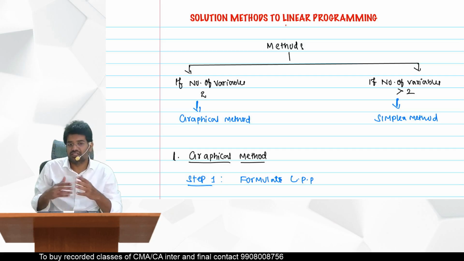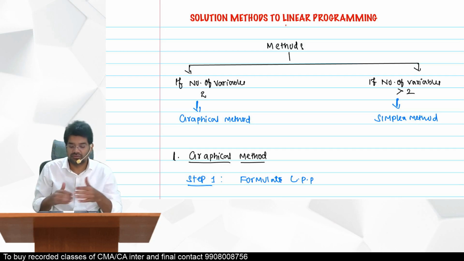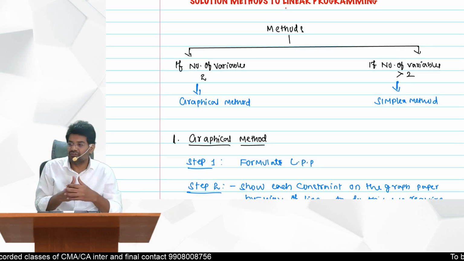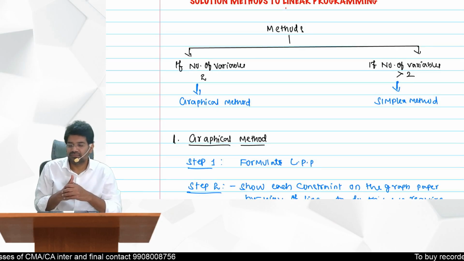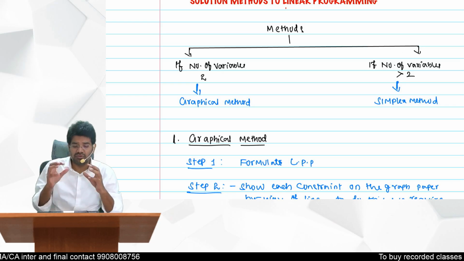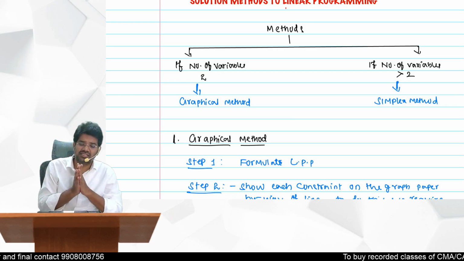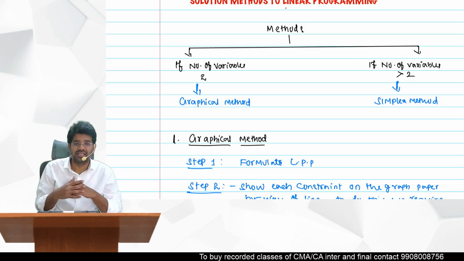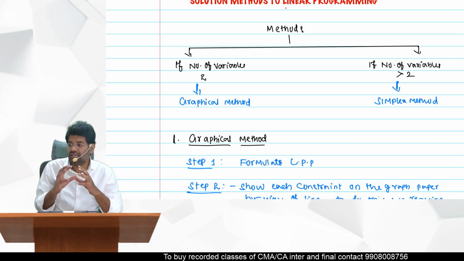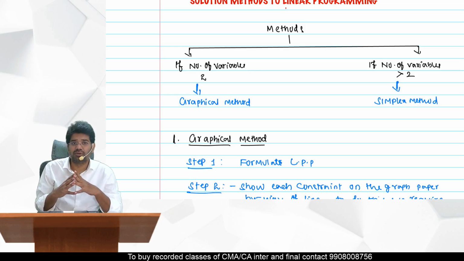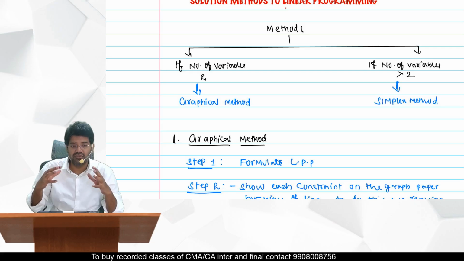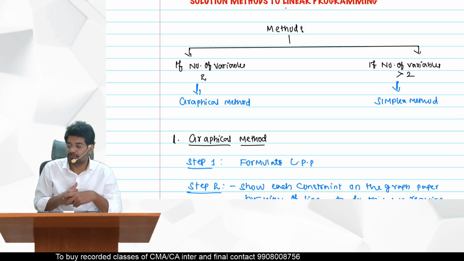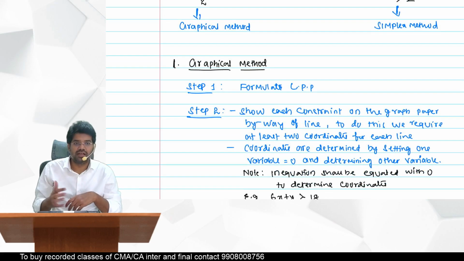So first let us cover the graphical method. The graphical method is very easy. It's not at all difficult. We should apply it only when we have two variables. You can have any number of constraints, but I'm talking about the number of decision variables. So if you have only two, then you can use the graphical method.